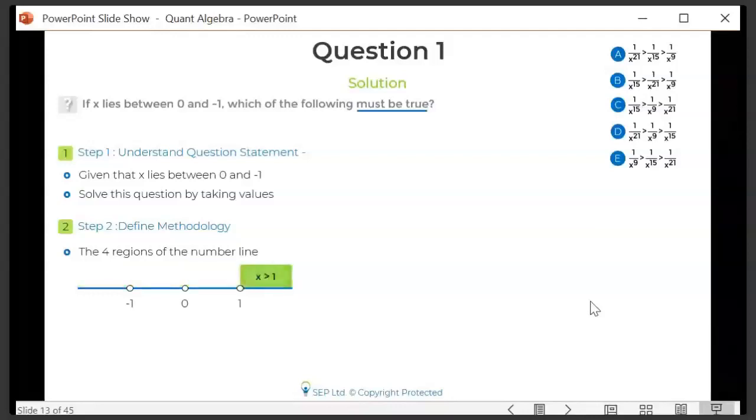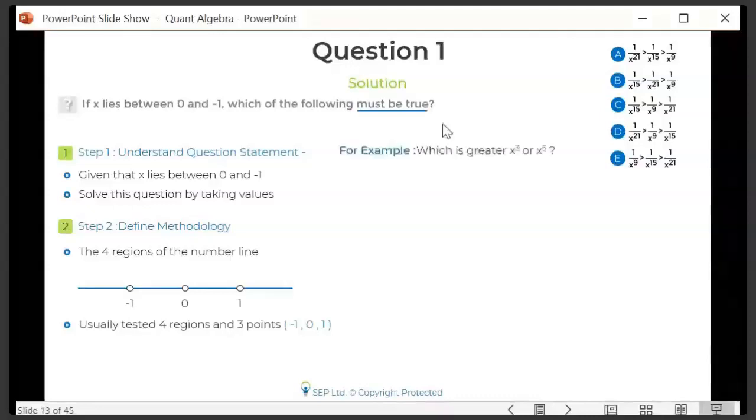Okay, and usually on the GMAT, you'll be tested on these 4 regions and these 3 points. So if the region is not mentioned and you want to find out what must be true, it always makes sense to draw the diagram with these 3 points and then figure out using the regions.